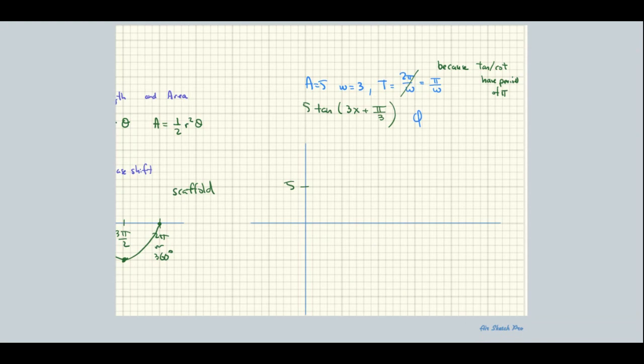Does anybody remember how to calculate the phase shift? It's really, really easy. As soon as you remember it, you won't forget it. How do you calculate the phase shift? Anybody? You can speak if you want. Jada, how do I calculate the phase shift?